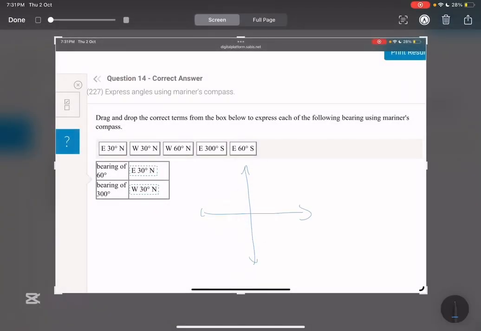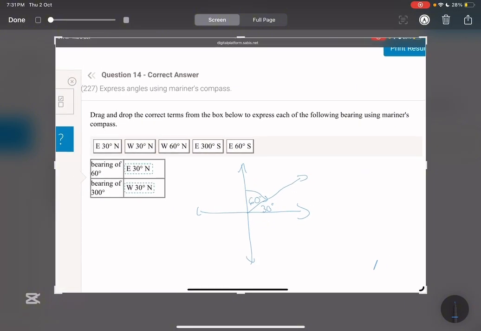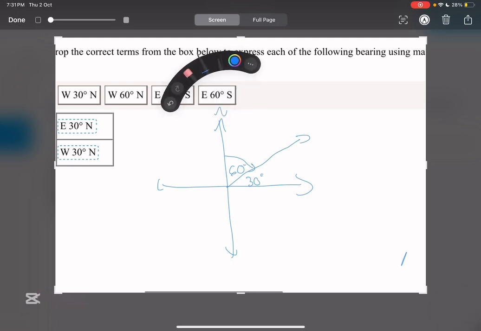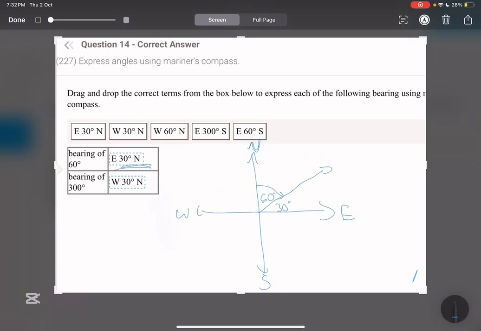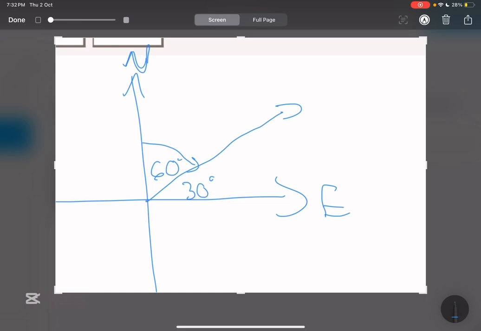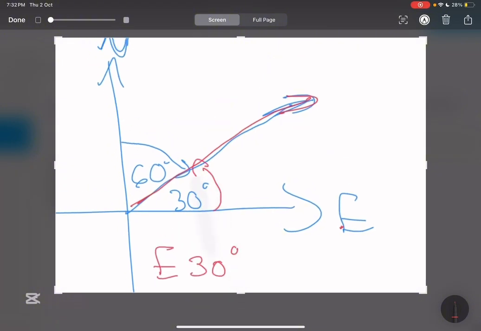We said the bearing is from here and it goes clockwise. So they want the bearing of 60 degrees. Okay, so it's like this. This is 60, this is 30. This is north, remember, north, south, east, west. They just want another way to say the angle. So you can say this vector over here, I'm going to color it something different so you can see it better, is east, east 30 degrees towards the north.